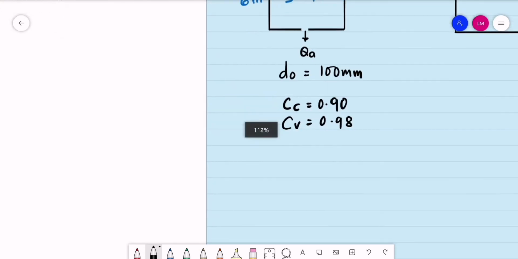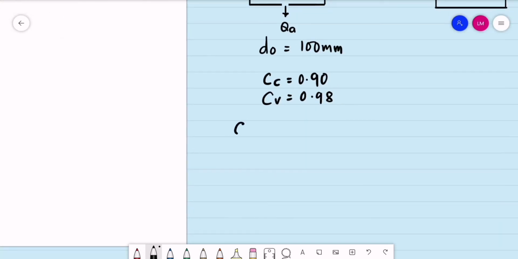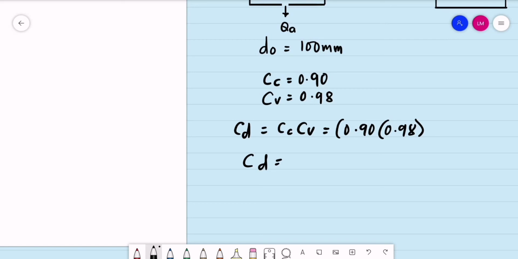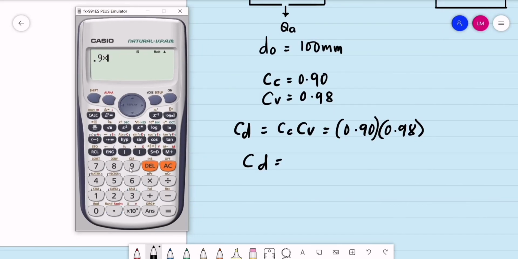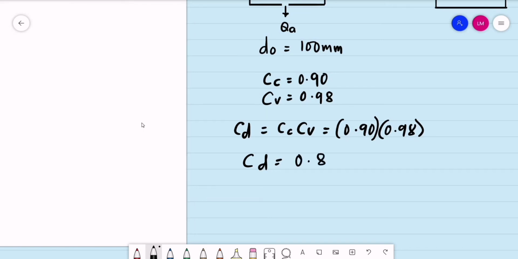Dito, kunin muna natin yung gagamitin natin na C sub D, the coefficient of discharge, equal to C sub C times C sub V. So, that is 0.90 times 0.98. So, we have the coefficient of discharge now equal to 0.882.